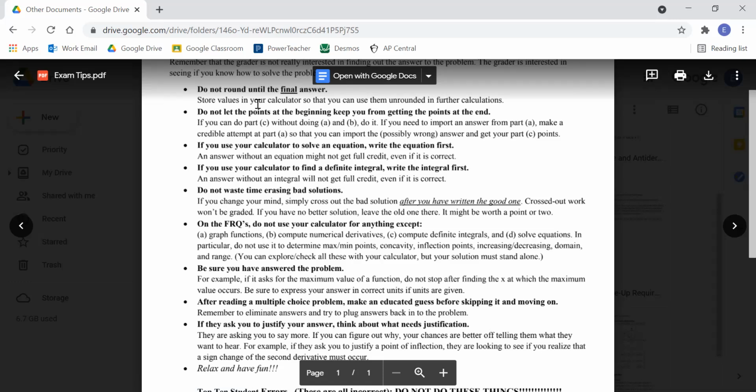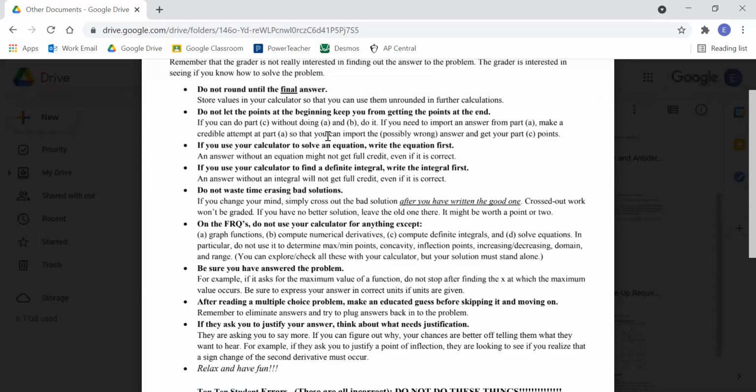So you can hit alpha A or alpha B, or you can store it as the value of X or whatever you want. And then just type in the X or the A each time you need it. So don't round to your final answer. I know I've said this before, but if you can't do part A, that's fine. Go do parts B and C.